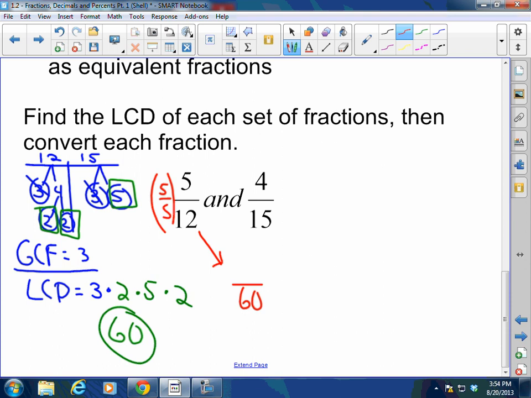12 times 5 is 60. Whatever I multiply to the denominator, I must multiply to the numerator. So I'm going to have 25/60.